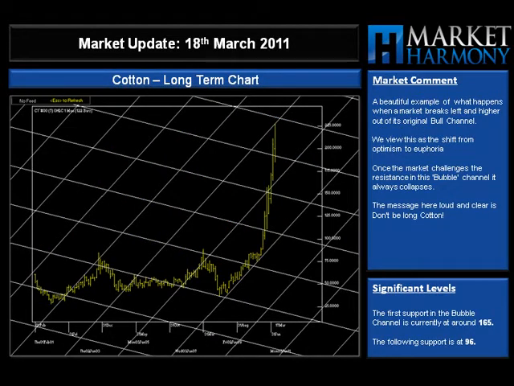So here we can see the cotton market, and it's a beautiful example of what happens when a market breaks left and higher out of its original bull channel. We view this as the shift from optimism to euphoria. Once the market challenges the resistance in this bubble channel, it always collapses. The message here is loud and clear: don't be long cotton. Significant levels: the first support in the bubble channel is currently at around 165, but we expect a full retracement to the following support, which is currently down at 96.